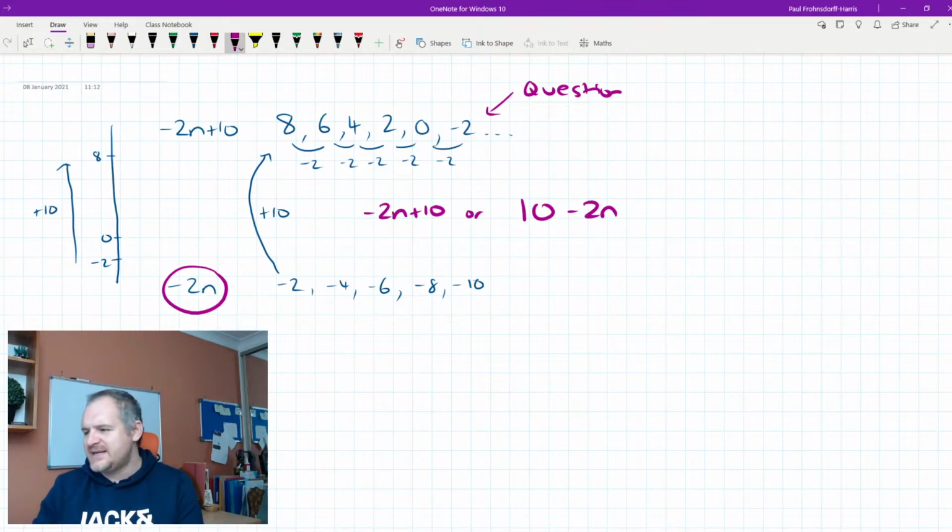The reason it's not 8n minus 2 is because the n bit is always the gap. And the gap here is minus 2, minus 2, minus 2. We're not doing any guesswork here. Everything is a step-by-step process. The amount of n is always the difference. And these are all minus 2. That's where we've got our minus 2n from. The plus 10 is because to get from the minus 2 times table up to 8 is 10 more, which is why it's minus 2n plus 10.